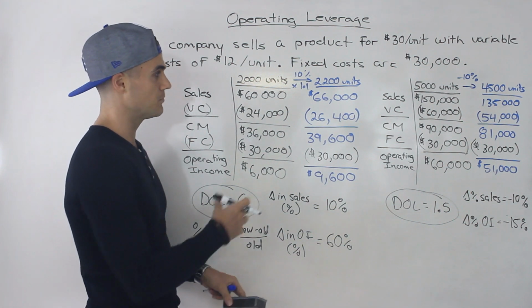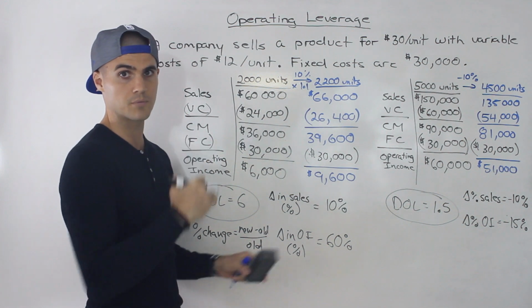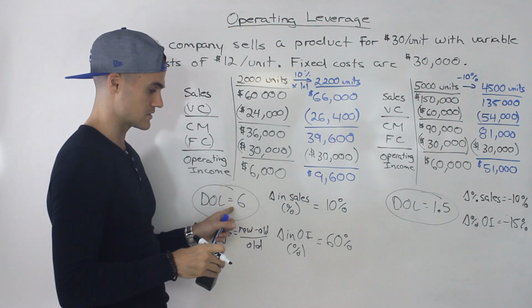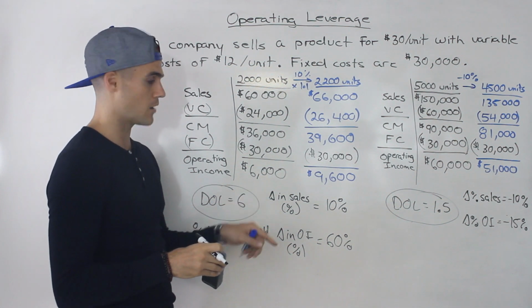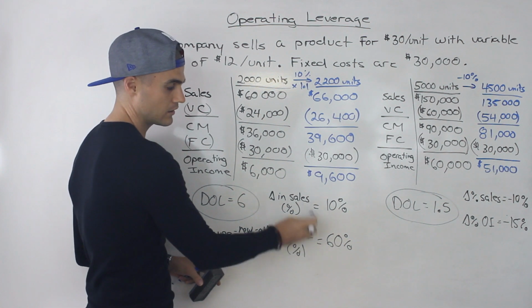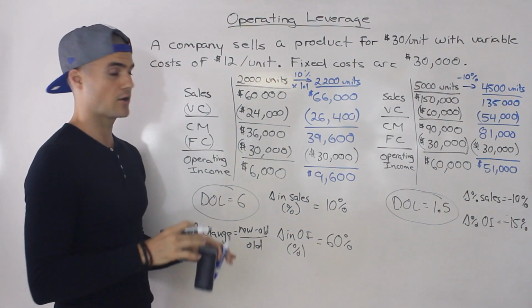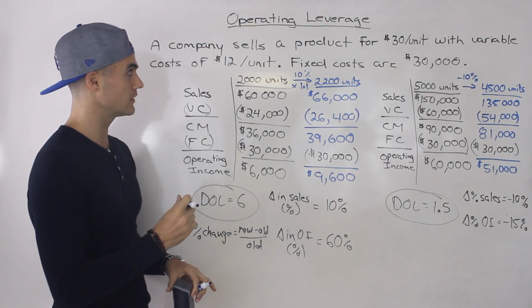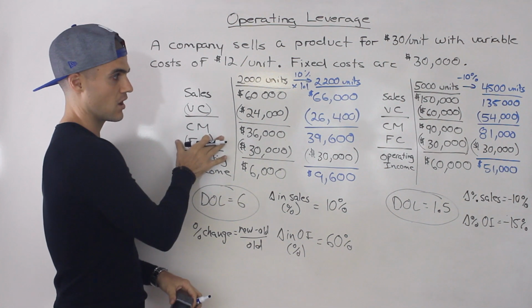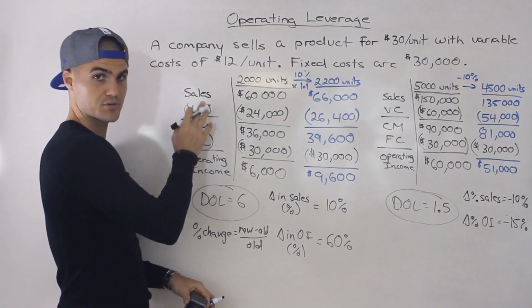Right? So it all depends on the production or the sales level that the company is currently at, and that is going to change the degree of operating leverage, and it's going to change the sensitivity of that operating income relating to sales. Now, another thing I want to mention, another way that operating leverage is commonly looked at is in terms of the fixed costs.